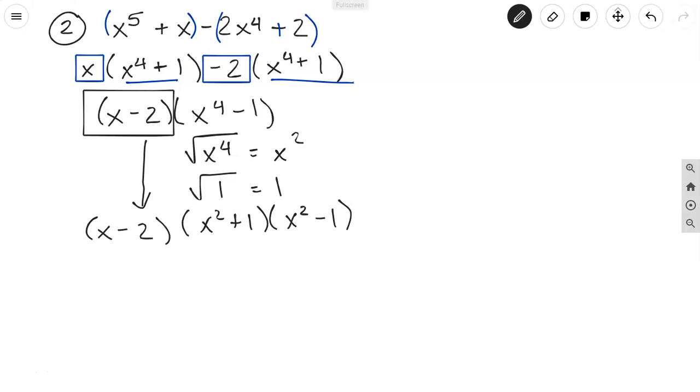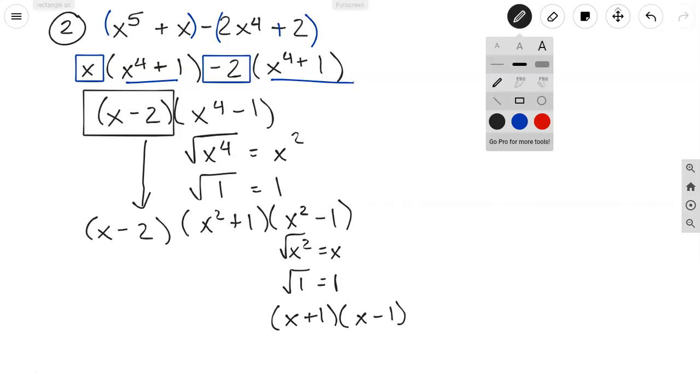Now I look at it. Can I factor this? No. Can I factor this? No. Can I factor this? I see a minus. I see two terms. And can I take the square root of them? Why, yes I can. So I do it again. I think this is the longest one I've ever done with you guys. I know it is. So here we go. I'm left with x plus 1, x minus 1. And at this point, I can't factor these two.